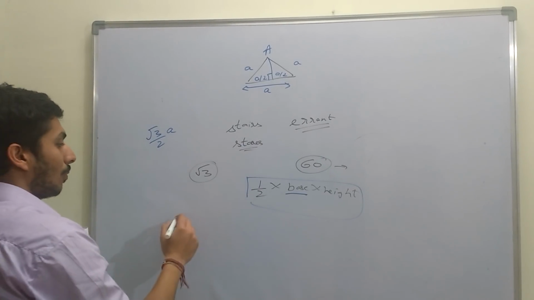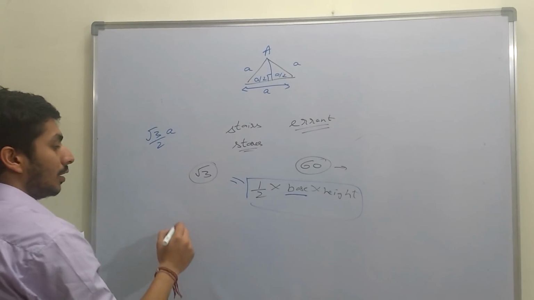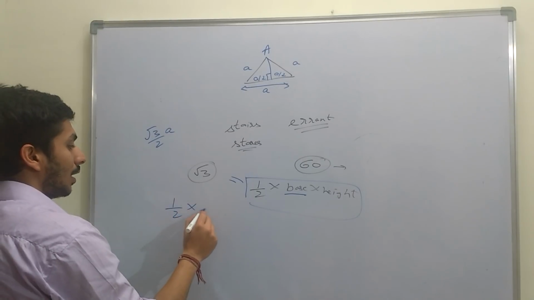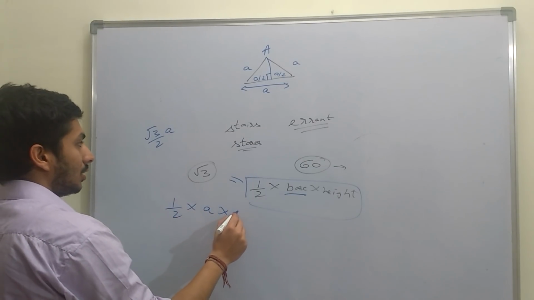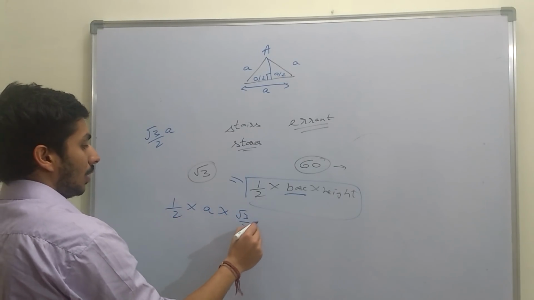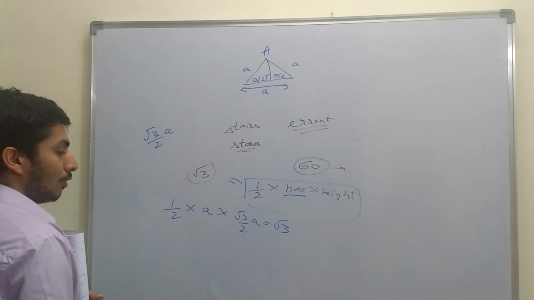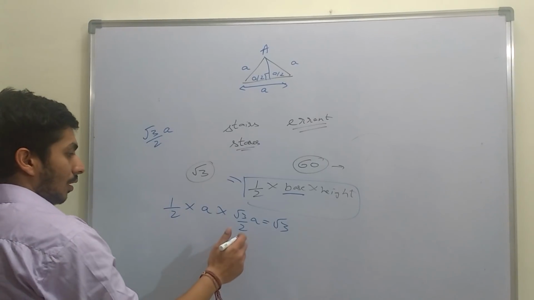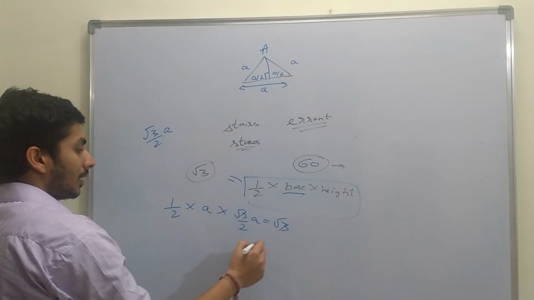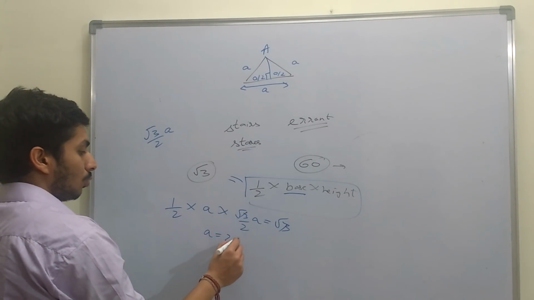Now if you apply this formula, we have been given area is equal to root 3. So half into base, that is your A, into height, that is root 3 by 2, is equal to root 3. So from here you can find out the value of A. Root 3 gets cancelled, and A comes out to be equal to 2.